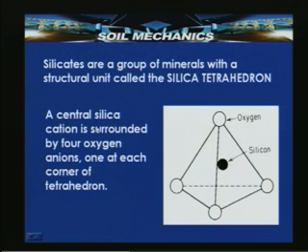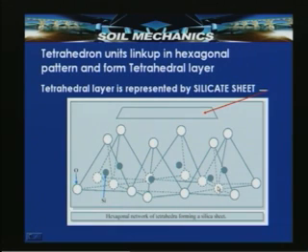A central silica cation is surrounded by 4 oxygen anions, one at each corner of the tetrahedron. So, this is called a silica tetrahedron. Several silica tetrahedron units link up in a hexagonal pattern to form a tetrahedral layer.